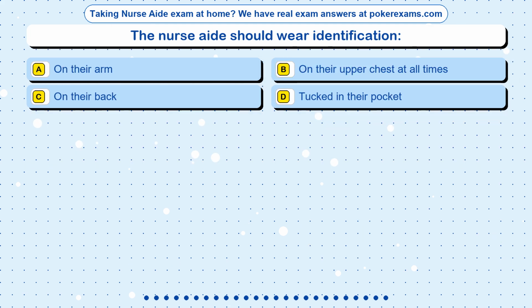Question 18. The nurse aide should wear identification. Option A. On their arm. Option B. On their upper chest at all times. Option C. On their back. Option D. Tucked in their pocket.